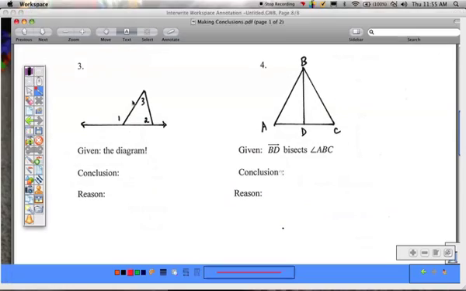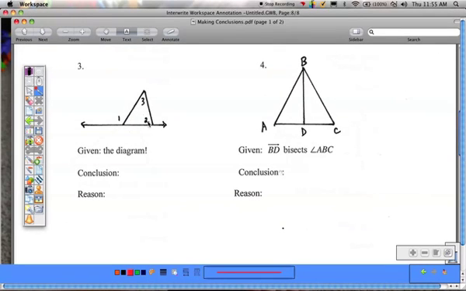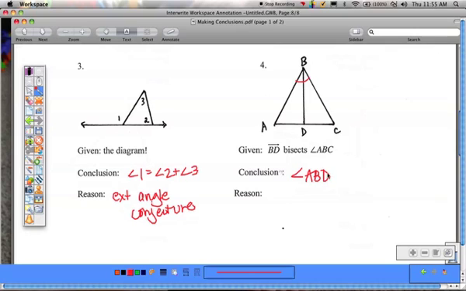Okay, given is the diagram. All right, well, we have remote interior angles and the exterior angle. So angle 1 equals angle 2 plus angle 3. Reason, exterior angle conjecture. And one more, and you could do the back. BD bisects angle ABC, so these two angles are the same. And conclusion, angle ABD is congruent to angle CBD. Reason, that's the definition of an angle bisector. So the back of the worksheet, you're just going to practice making conclusions based on the picture, and we'll correct.